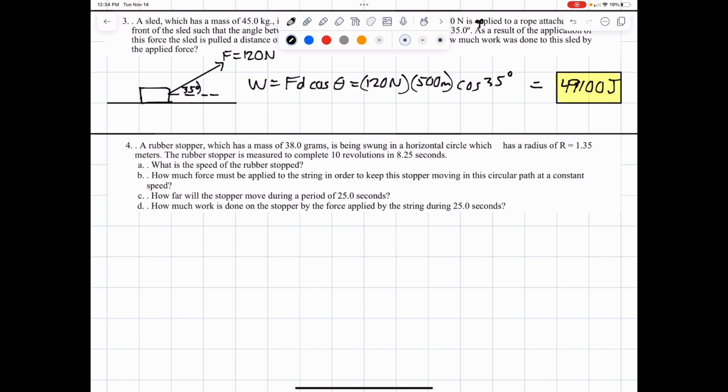Number 4, a rubber stopper which has a mass of 38 grams is being swung in a horizontal circle which has a radius of 1.35 meters. The rubber stopper is measured to complete 10 revolutions in 8.25 seconds. All right, so a couple things.